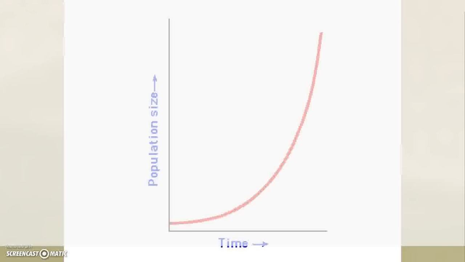Because if there was any limit on the amount of resources, eventually this population would have to level off in its growth. And right now it looks like it's growing infinitely. Okay, so right now this population is growing infinitely or exponentially. So that's what we're going to assume.